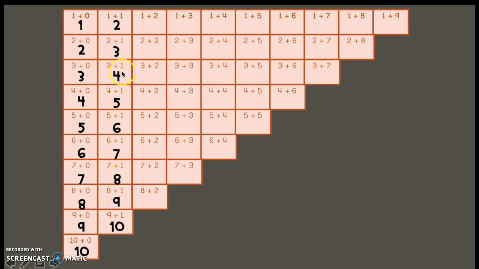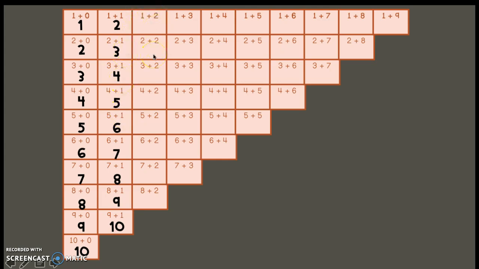Do you notice anything about all the sums, or all the answers? Yeah, they go up by 1 too. Because 1 plus 1 is 2. But 2 plus 1 is 3. And 3 plus 1 is 4. And 4 plus 1 is 5. Look at 2, 3, 4, 5, 6, 7, 8, 9, 10. Do you see how when you go down, you're building on the number before it by plus 1? So that's another pattern that we see.